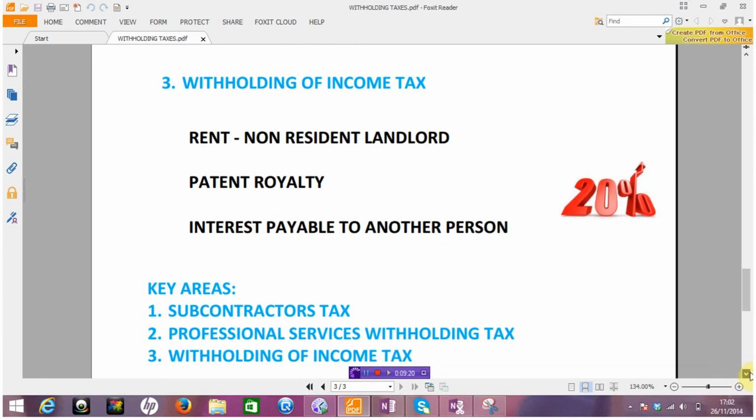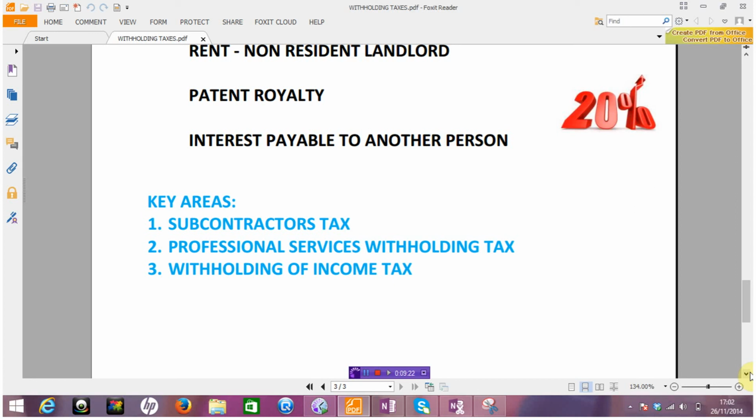So really that's a summary for you of this chapter 25 of the F6 BPP text in relation to subcontractors, professional services, withholding tax, and indeed withholding of income tax generally.